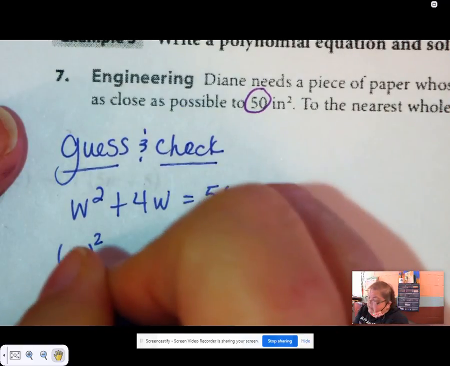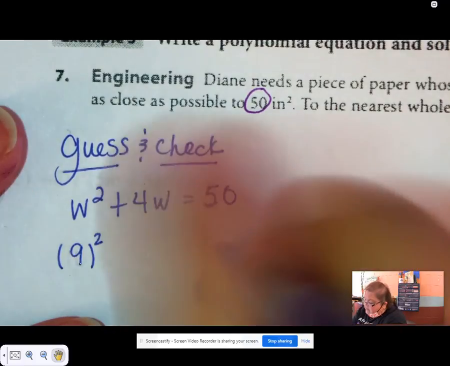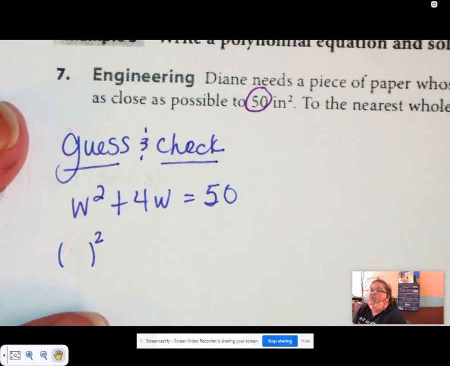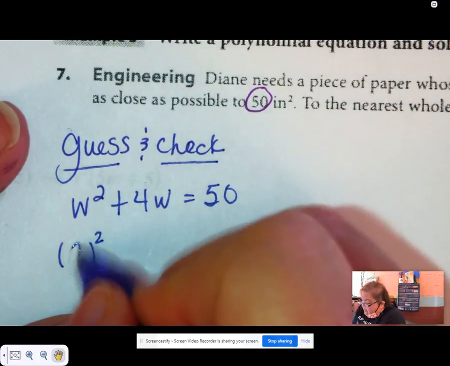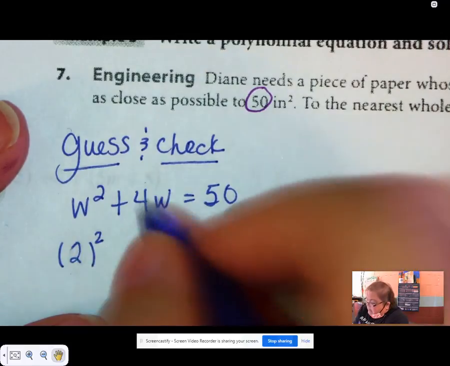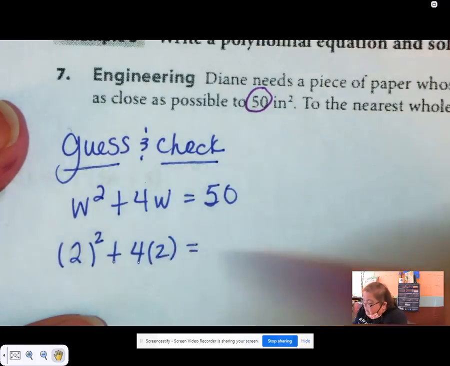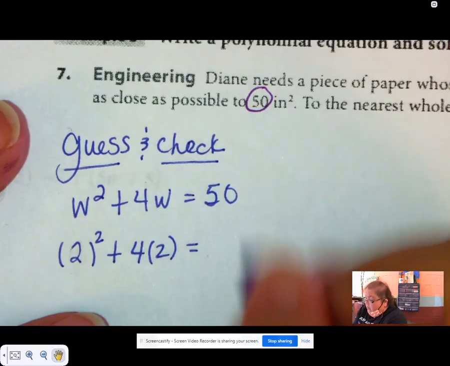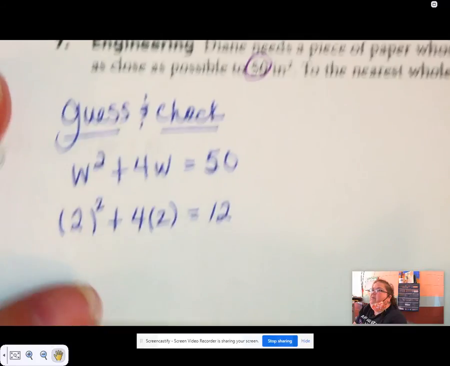9. What is 9 squared? 81. That's already over 50, so we're not going to use that. So I'll just erase that. We spent billions of dollars on erasers when I was back in high school, back in 1980 something. Ethan, give me a number lower than 9. 2. There we go. All right, what is 2 squared? 4. What is 4 times 2? 8. What is 8 plus 4? Okay, not quite. So I need something bigger than 2, right?